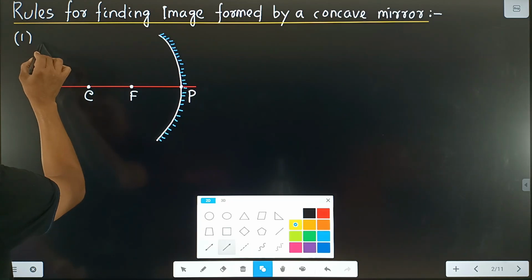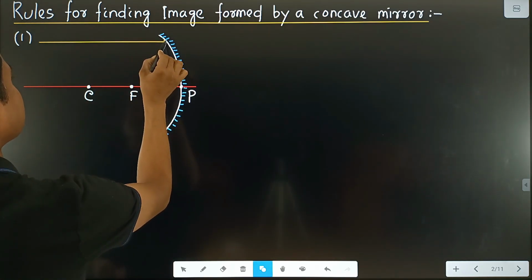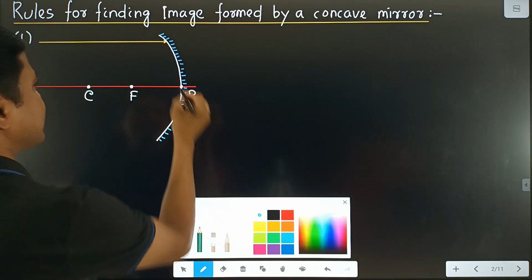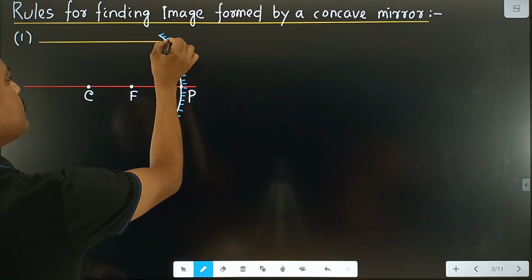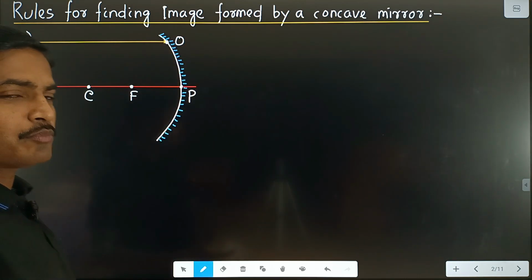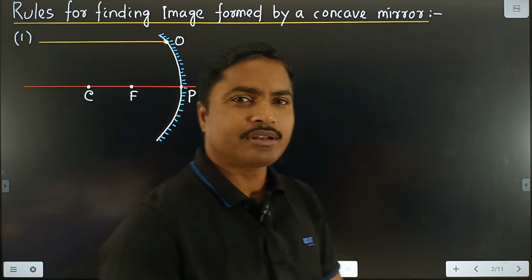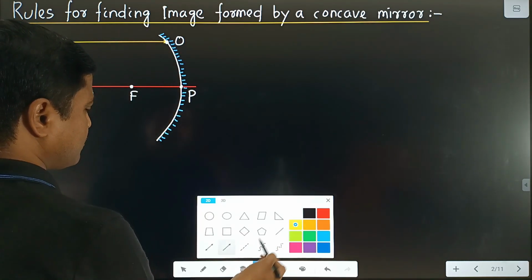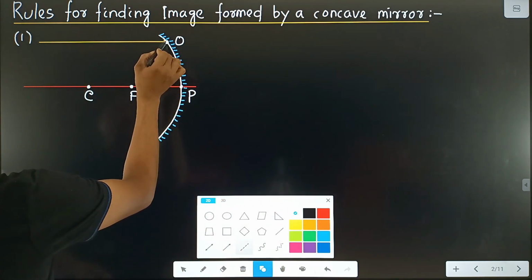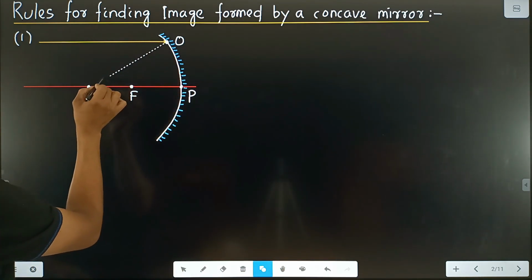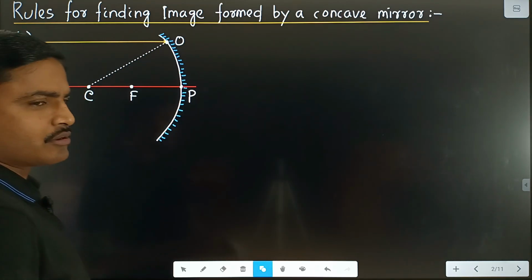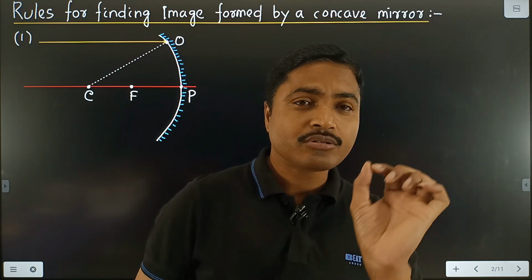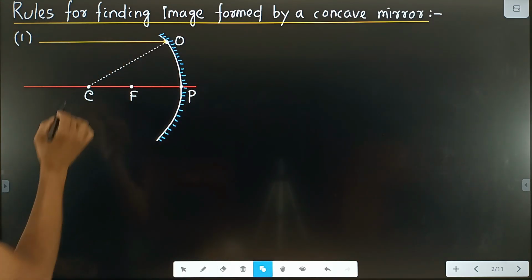And here suppose the first incident ray is parallel to the principal axis. If incident ray is parallel to the principal axis, then what happens? Here the incident ray strikes the reflecting surface at this point, so this point is the point of incidence, and for point of incidence we write O. Then we draw the normal to the reflecting surface at point O, and you know the normal to the reflecting surface always passes through the center of curvature.